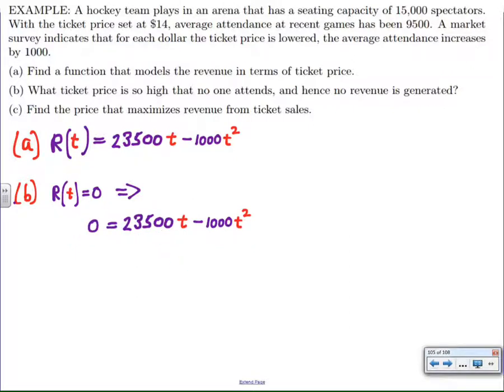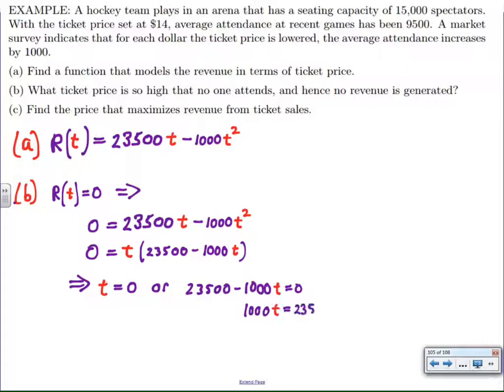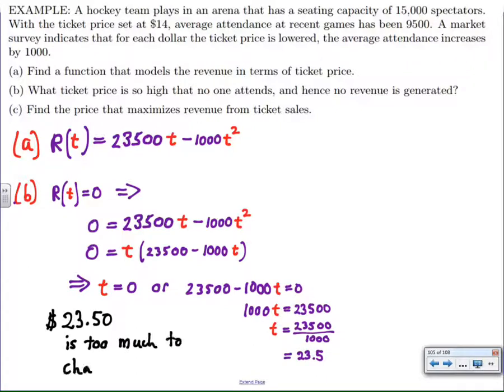I checked to see if it's factorable. Of course it is. You factor out the t that we multiplied in. And then we get two choices, either t equals 0 or 23,500 minus 1,000 t equals 0. The first situation, t equals 0, is not a high price, that's free. And so that's not the answer to my question, what price is so high? Free is not a high price.